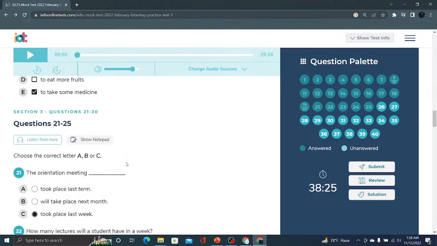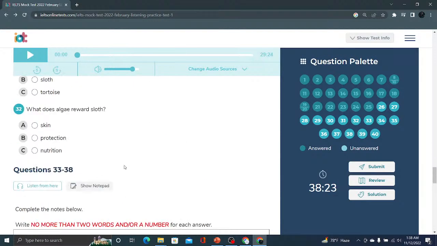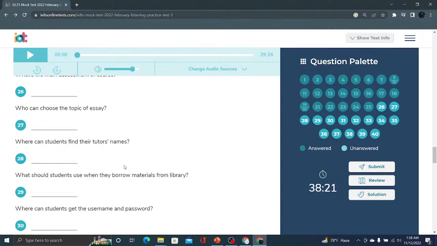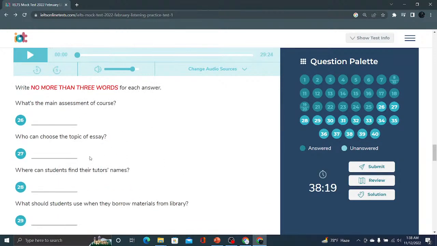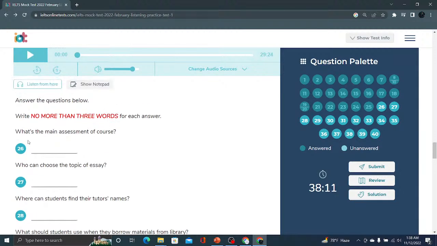Okay, let's start from question number 26. Okay, what's the main assessment of course? Okay, the main assessment of course, this is the keyword. Let's listen to it.